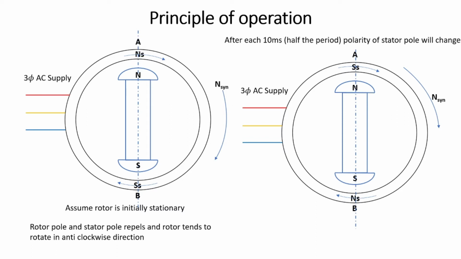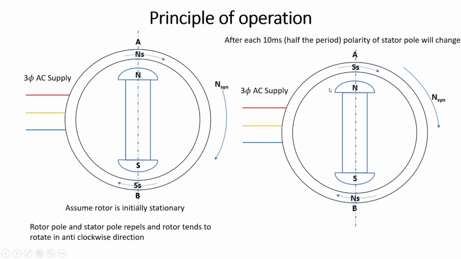Thus we find that due to continuous and rapid rotation of the stator poles, the rotor is subjected to a torque. So in this case, the rotor tries to rotate in clockwise direction, which is the same as that of the rotating magnetic field. Again, after 10 millisecond, what happens? The polarity of the stator pole becomes like this, like in the first case. Under this condition, a torque is developed on the rotor, which tends to rotate the rotor in anti-clockwise direction.